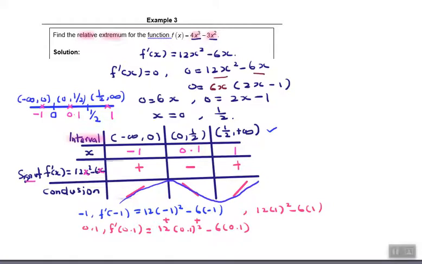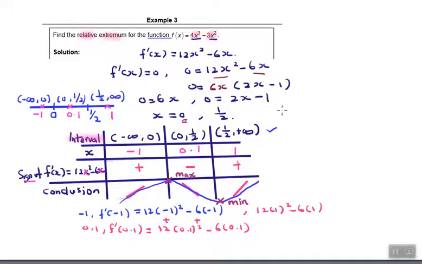That means at x equals 0, the point is a maximum. At the point x equals half, that point is a minimum. Now we are going to find its maximum and minimum points by using a calculator.